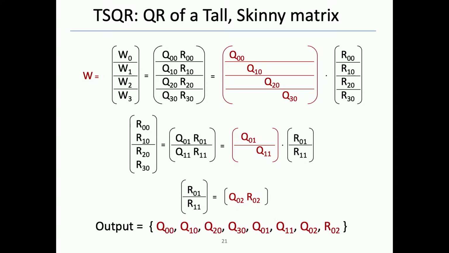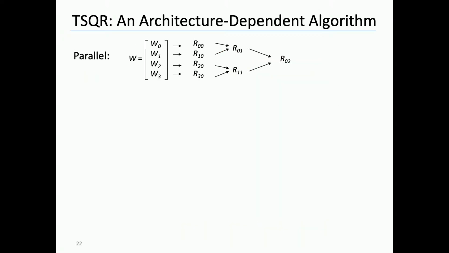And so the output is actually all of those implicit Qs. So what have I done? I've basically done a reduction operation, a binary reduction tree, where my reduction operation is the QR decomposition. So that's what it is in parallel.